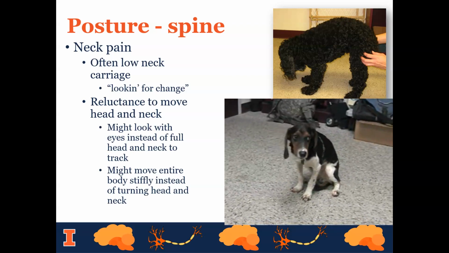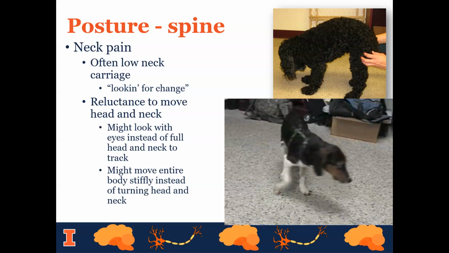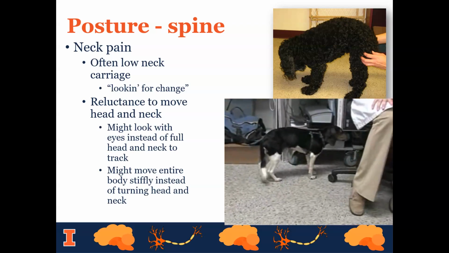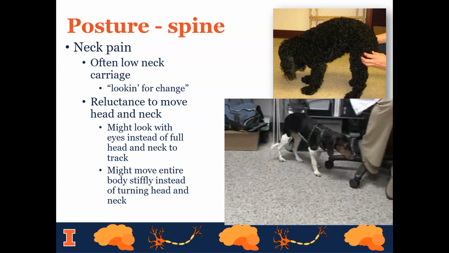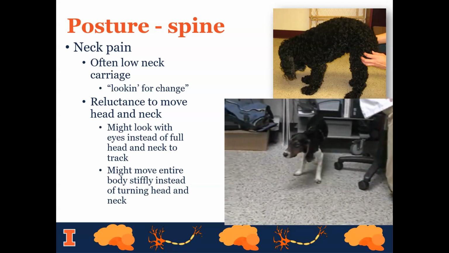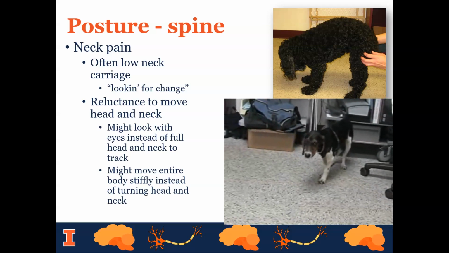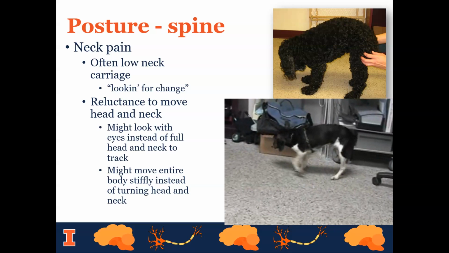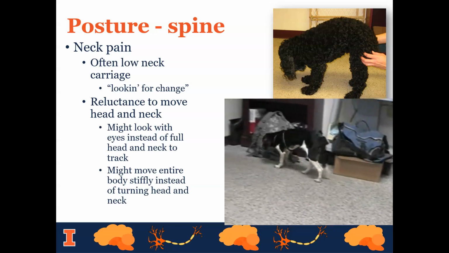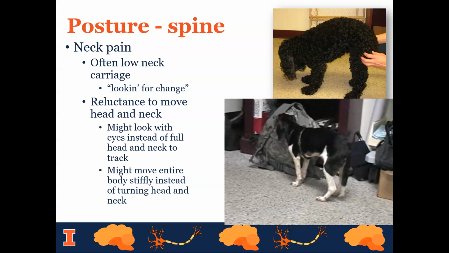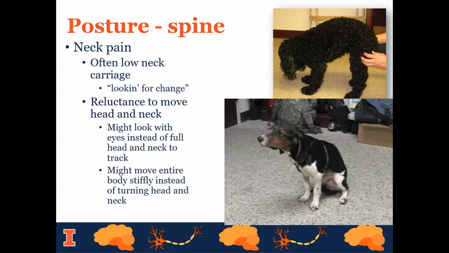And this poor little beagle down here, you see, also doesn't really want to flex and move the head and neck around very much. This beagle is moving the head and neck with the whole body, really stiff and straight, and tends to look up at you with the eyeballs instead of trying to lift the head and neck up to look at you. So if you're seeing these signs, you should already start to wonder if this is a pet who has neck pain.